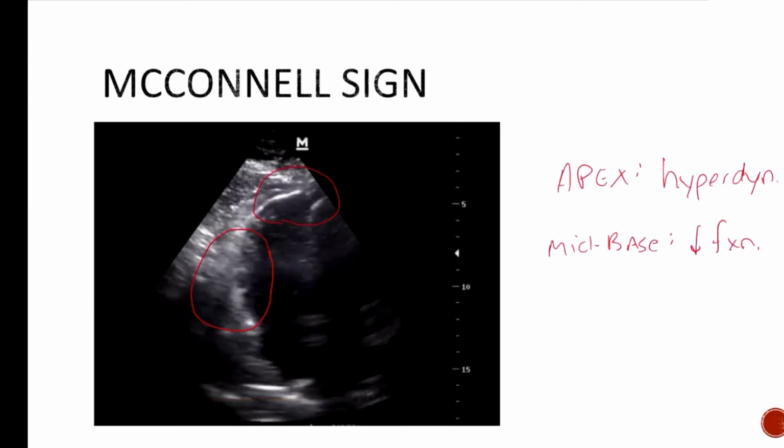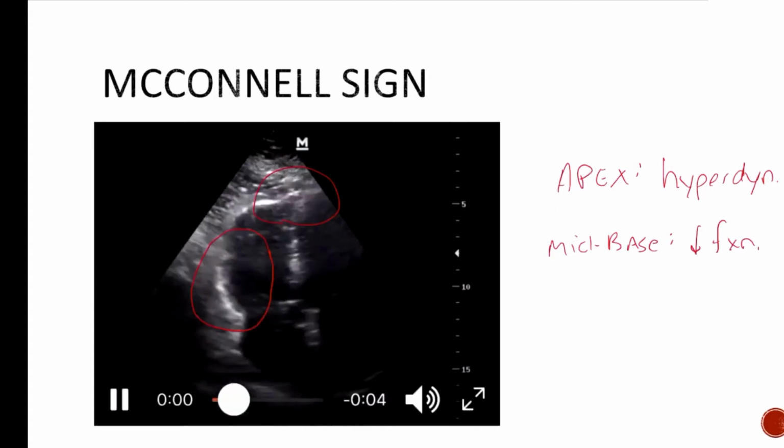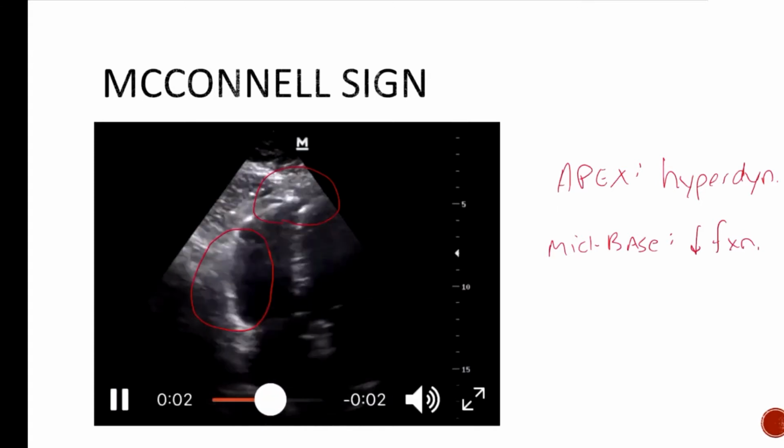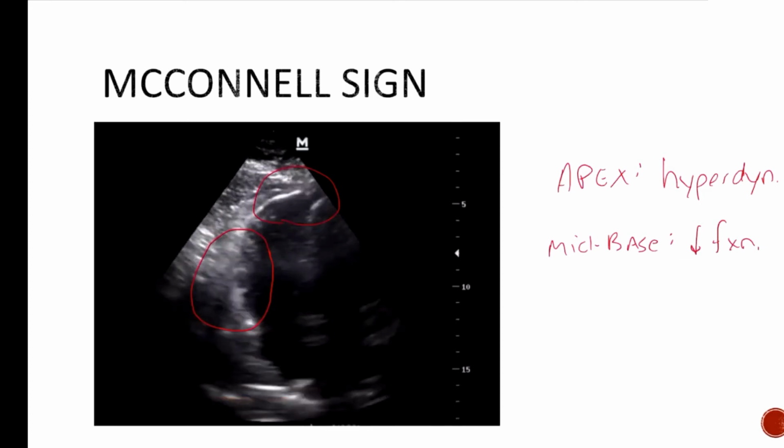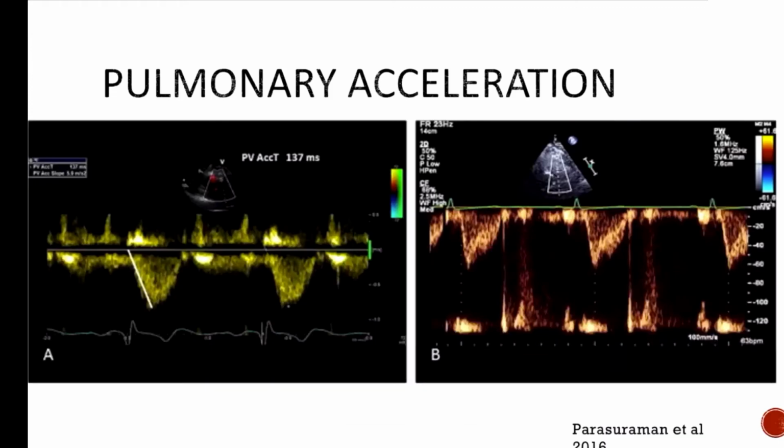So McConnell sign is a hyperdynamic apex or preserved apex movement with a hypokinetic mid-basilar segment of the right ventricular free wall. It can be present in all forms of pulmonary hypertension. It doesn't just mean it has to be PE related. It's something to keep in mind when you see someone with acute McConnell sign and they have new hypotension, new hypoxia, that pulmonary embolism should be in your differential diagnosis. We're moving along pretty good.